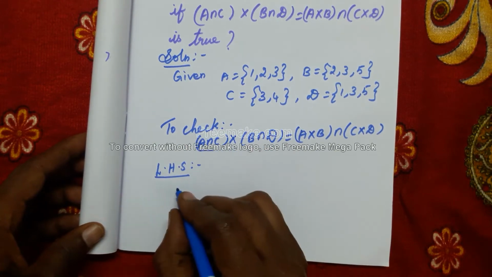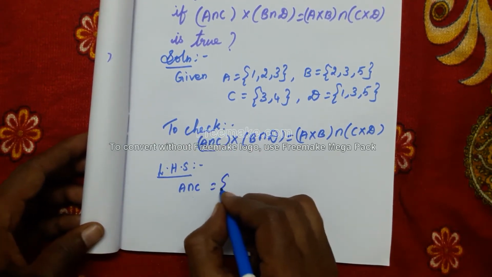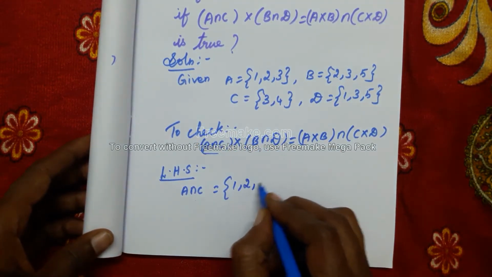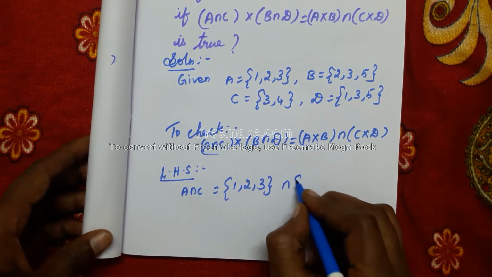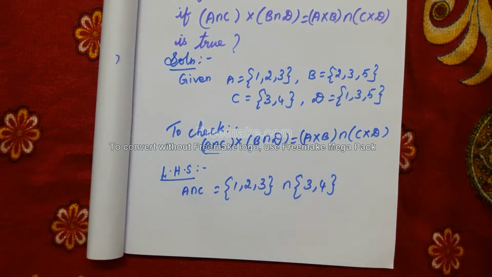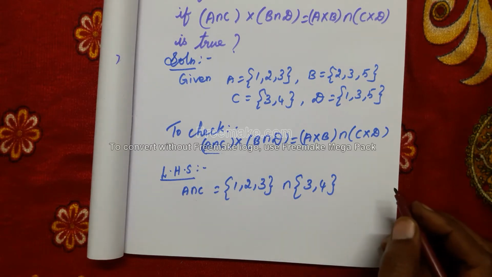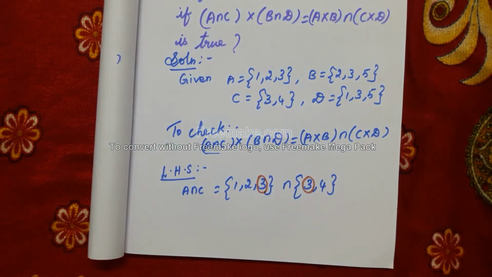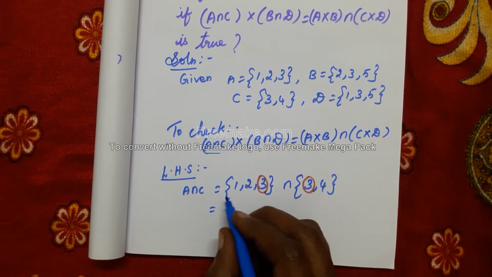First you have to find out A intersection C. What is A? A is 1, 2, 3. Intersection C is 3, 4. Already in the previous question itself, I have explained what is intersection. What is intersection? Intersection is the common elements of A and C, is it? So, what are the common elements here? 3 is the common element. So, we can write A intersection C is equal to 3.